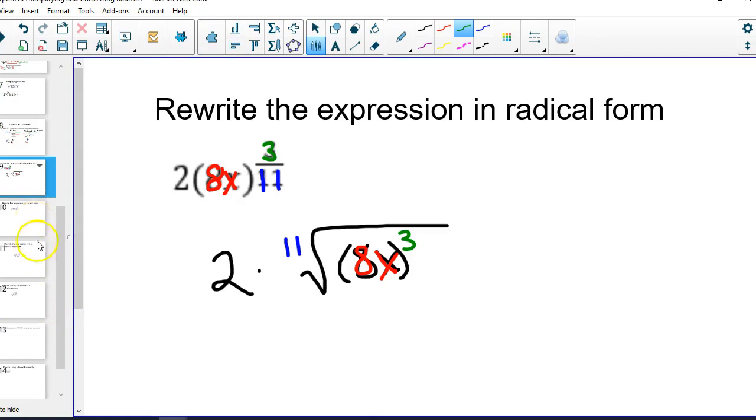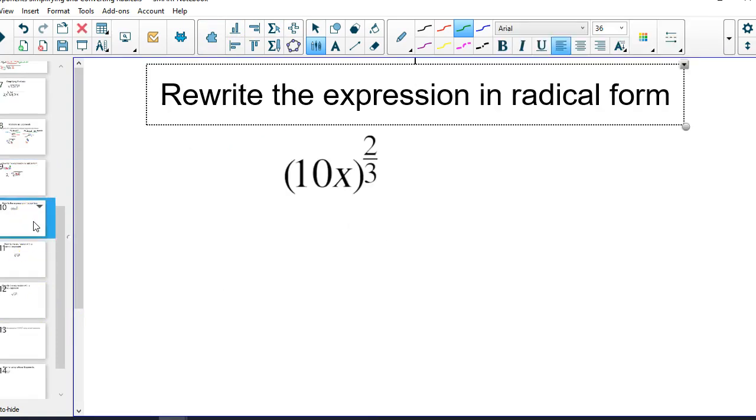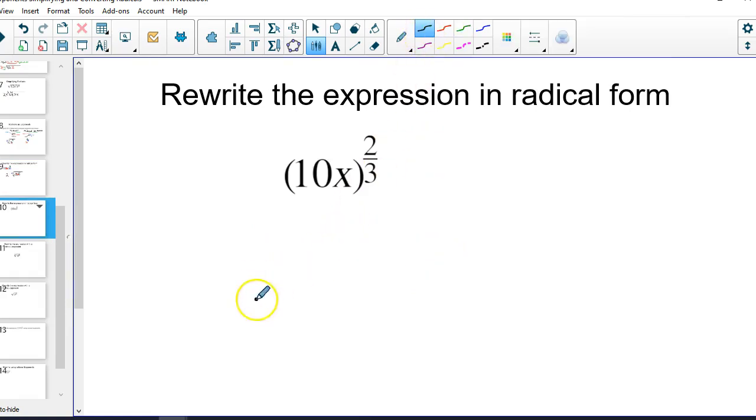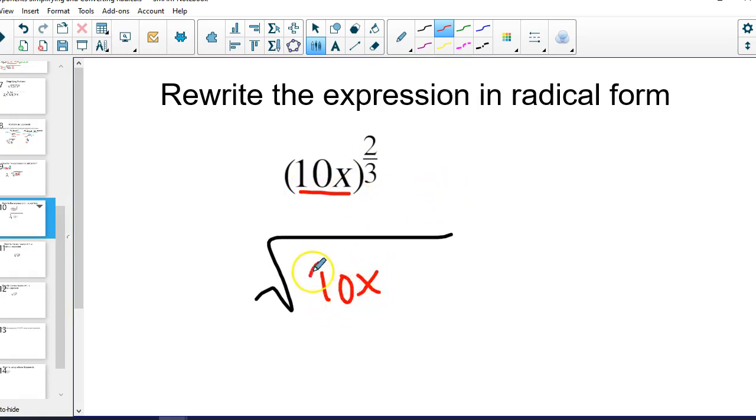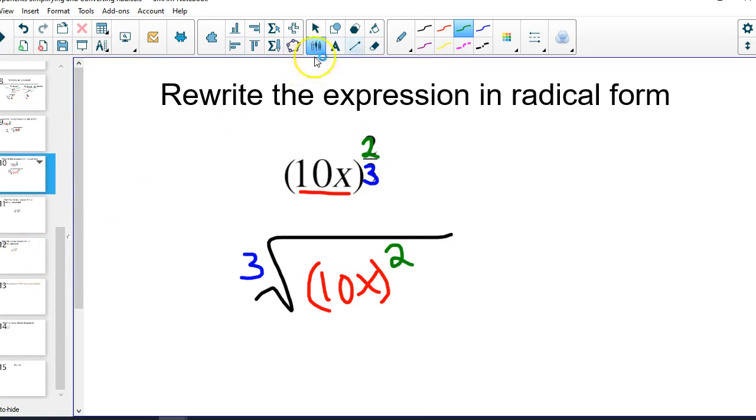Let us look at another one of these. So say I had 10x raised to the 2/3 power. If I wanted to turn this into a radical, we have a radical. The base is whatever's on the inside, whatever is being raised to a power. So it's going to be 10x. The index is going to be the bottom of the fraction, goes on the outside. And the power on the inside is the top of the fraction. Okay?